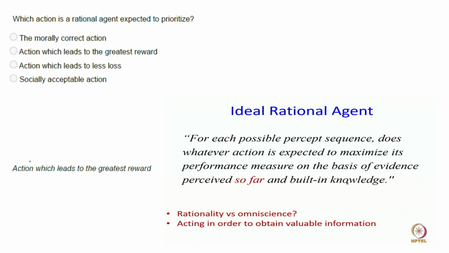Given the information, given the learned behavior, what it will do so that it maximizes the performance measure, right? If the performance measure is reward, then it will do the action which will lead to the greatest reward. If I change the definition and say, for each possible percept sequence, does whatever action is expected to minimize, let's say loss, then here which option would be correct? The third one would be correct.